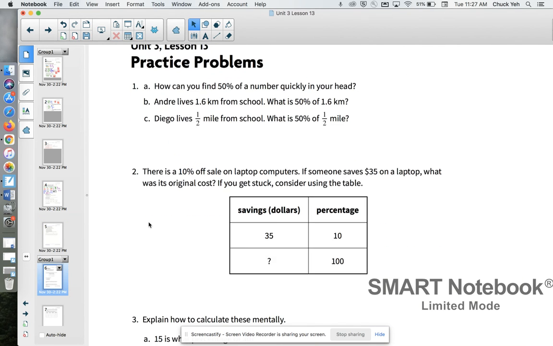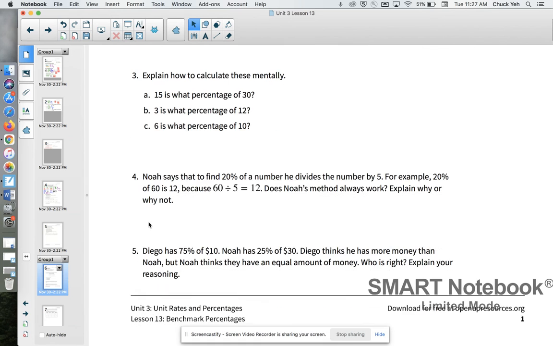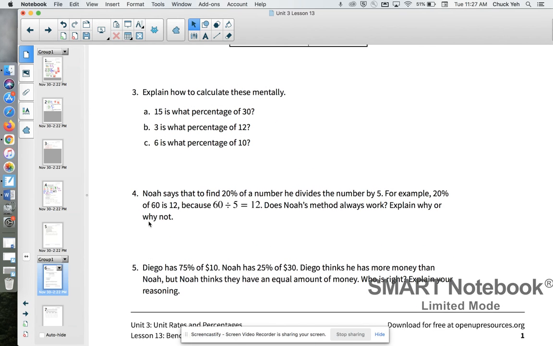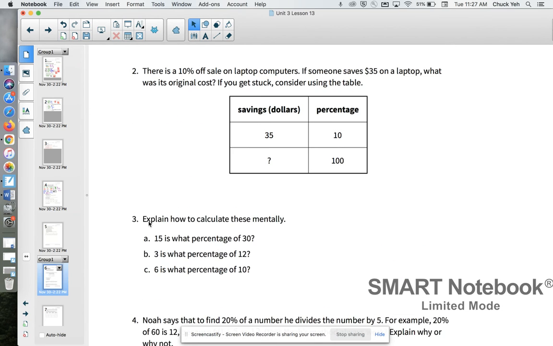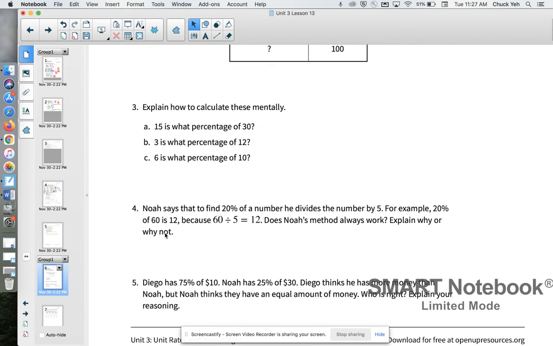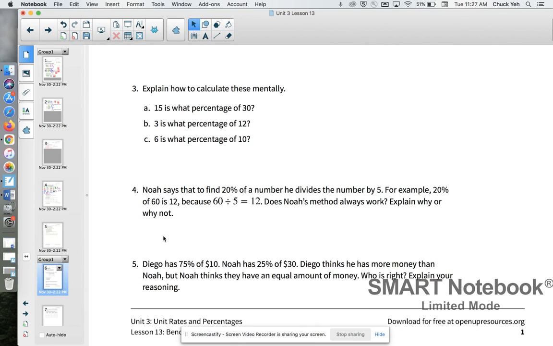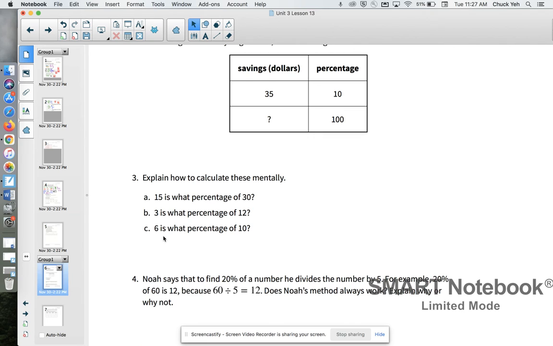Your homework is to do 1 through 5. You're not doing number 6 on the back. Okay, just do 1 through 5. When they say explain your reasoning, then do that. Okay, this is due tomorrow. So make sure you get it done. If you have any questions, let me know on Canvas.